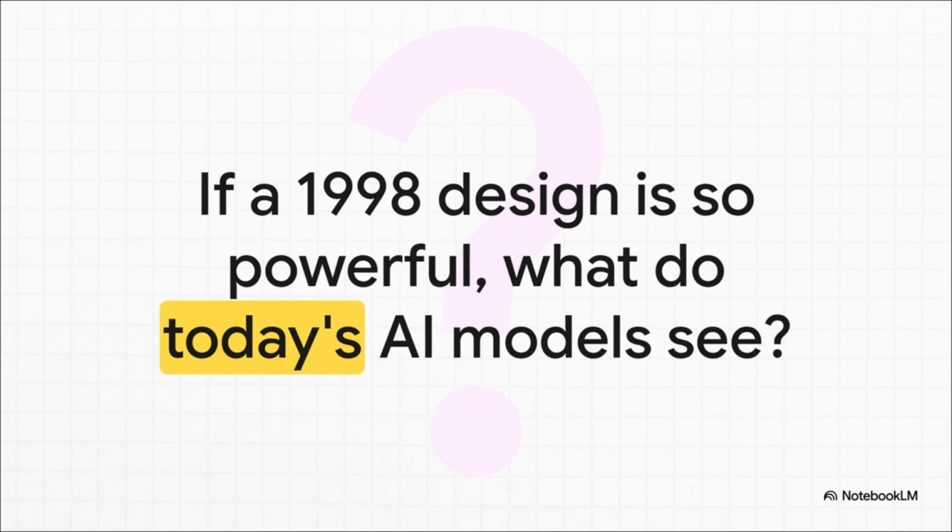So this leaves us with a really fascinating final thought. LeNet-5 had just a handful of layers. Today's models, things like ResNet, can have over 100. So if this simple design from 1998 could learn such a robust visual language, what kind of complex, abstract concepts do today's massive AI models truly see?